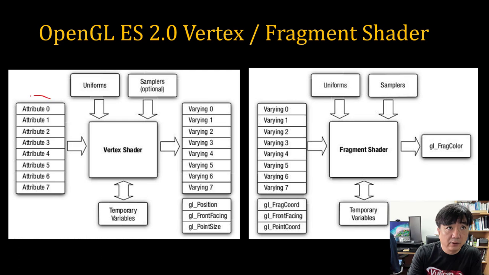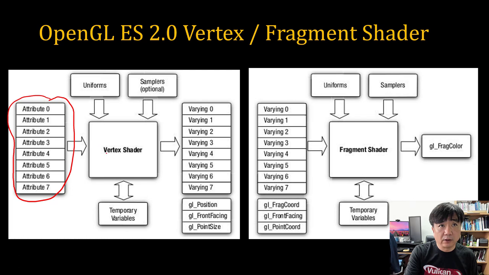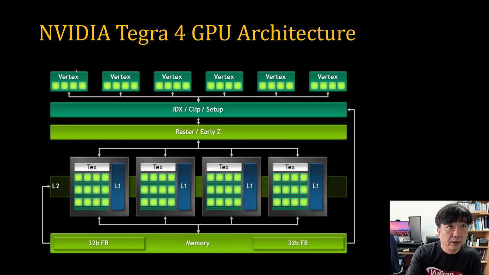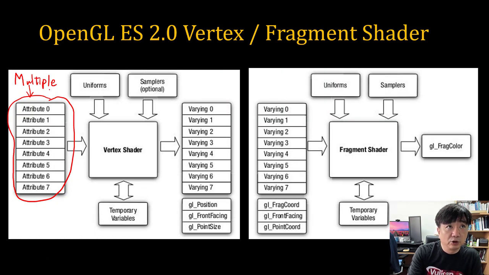So the attribute is in here. It is used as input of the vertex shader, and the attribute should be consumed in the vertex shader processors. As I said in the actual pipeline class, these are multiple attributes, and they are processed in parallel. For example, in an NVIDIA Tegra 4 GPU, there are six GPU arithmetic units. So the multiple vertex attributes are divided among the vertex processors, and then processed in parallel.